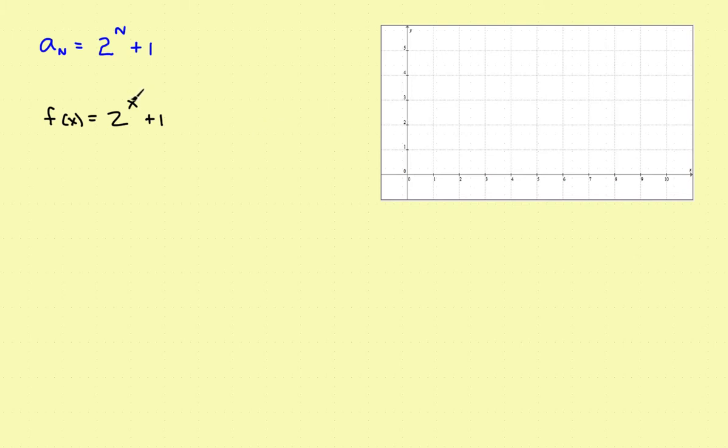I'll say when n is equal to 1, or when x is equal to 1, I'd have 2 to the 1, which would be 2 plus 1, I'd have the point 3. So I'll have a point, say we'll put them in blue here, right here. When x is equal to 2, you'd have 2 squared, which would be 4 plus 1, which would be 5. So you'd be up to 5. And then finally, if you had 2 cubed, that would be 8 plus 1 is 9. It would be way up here. So what this function is obviously doing, it's going way off toward positive infinity. So if you found the limit, here's what it would look like.